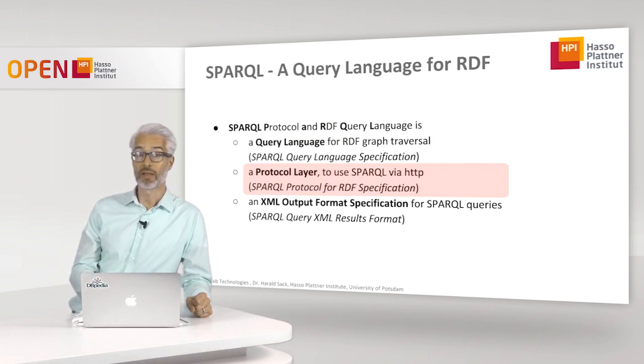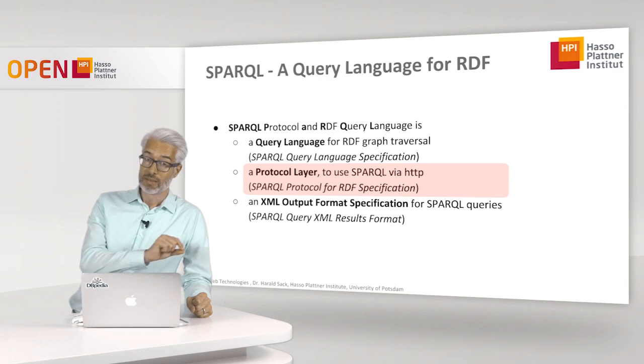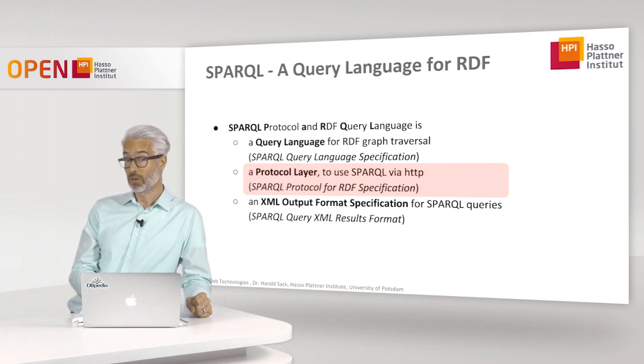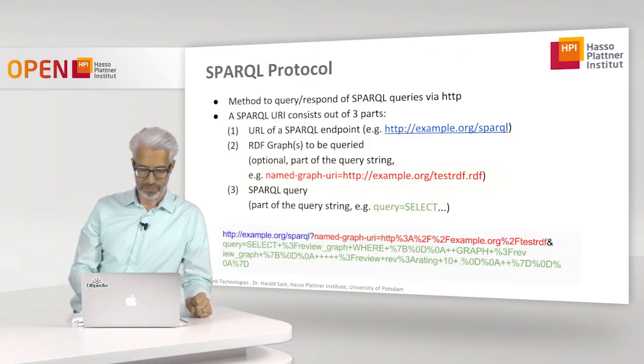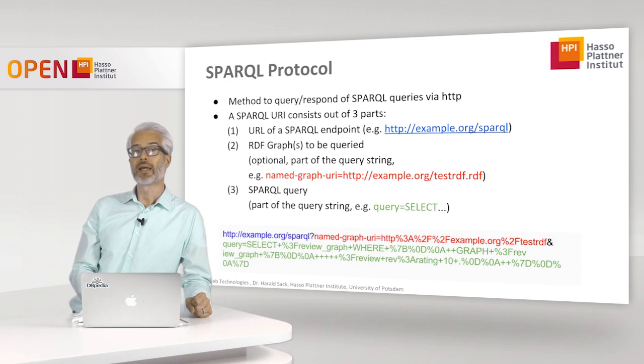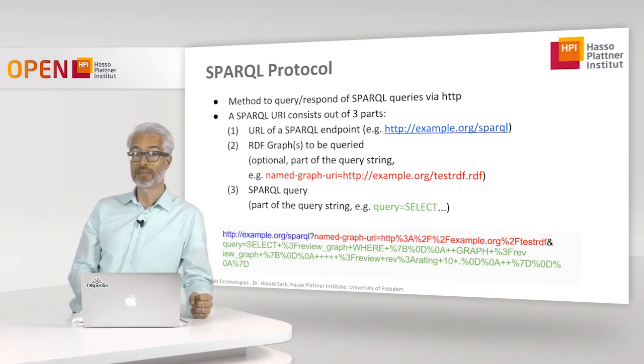Let's have a look at the protocol layer. On top of HTTP, SPARQL as a protocol can be sent from a user interface of a SPARQL endpoint to the SPARQL server endpoint, and there it will be processed and the result will be returned. We will have a closer look at this process of communication. On top of HTTP means that I specify a URI, and in this URI I encode my entire SPARQL query. I start usually first with the URL of the SPARQL endpoint. This is a fictive endpoint, so this does not really exist.